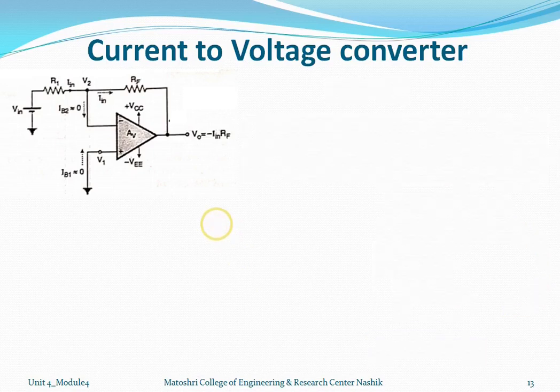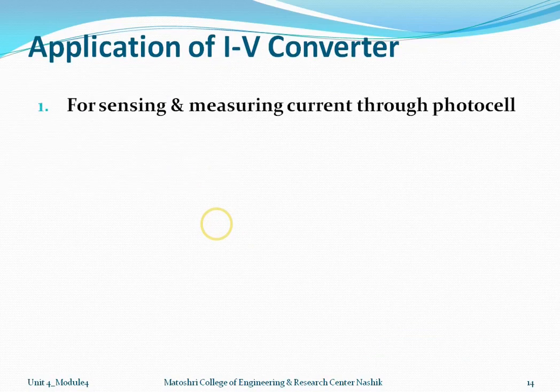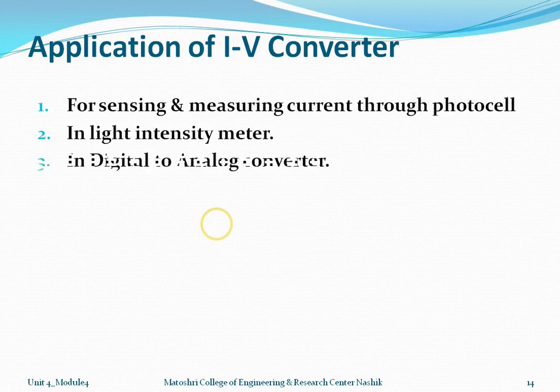Now the application of current to voltage converter is for sensing and measuring the current through the photocell and the light intensity meter. Also, it's used in digital to analog converters.